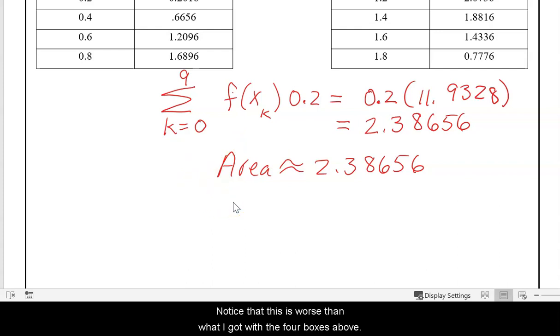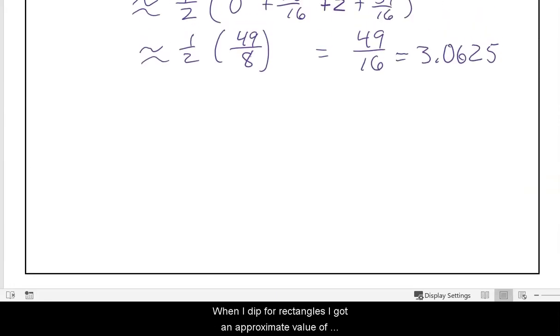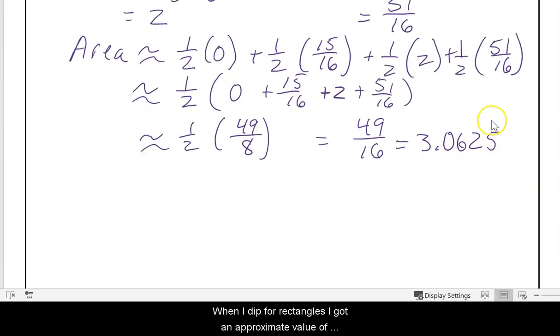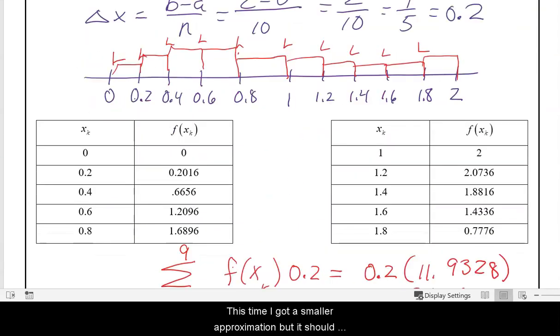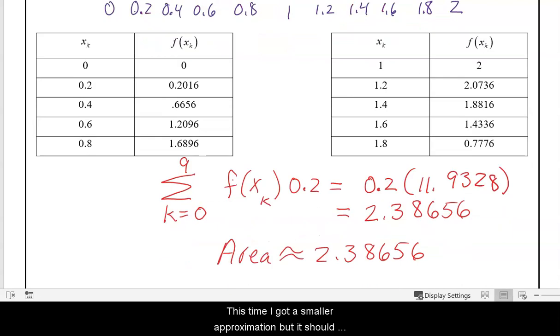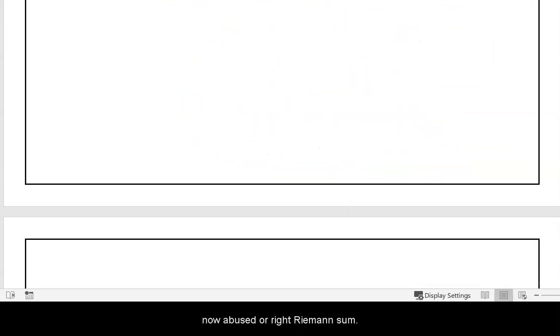Notice that this is less than what I got with the 4 boxes above. When I did 4 rectangles, I got an approximate value of about 3.0625. This time I got a smaller approximation, but it should be more accurate because I used more boxes, which have less error involved. Let's do the same thing for the same function, but let's now use a right Riemann sum.